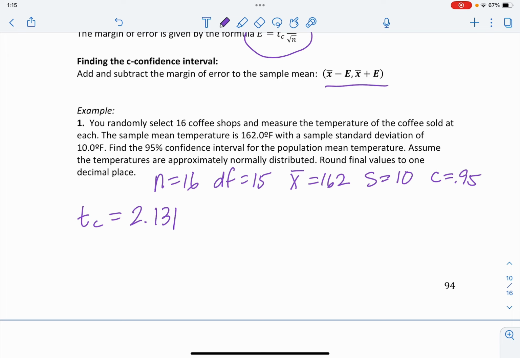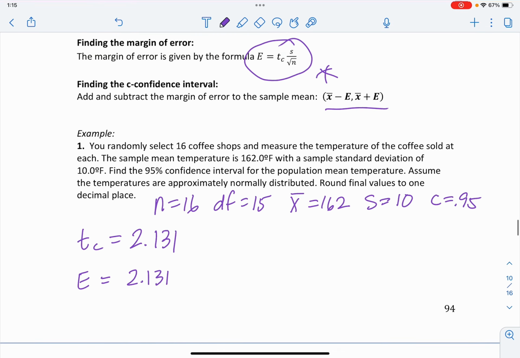Okay, and then here we go, margin of error. 2.131, the TC, right, following that formula above there, right, times the S, which is 10, divided by square root of N, 16, right? So don't put the DF there, go back, for the full N of 16, and calculate that with your calculator, and I'm getting 5.33 when I punch that in, okay?